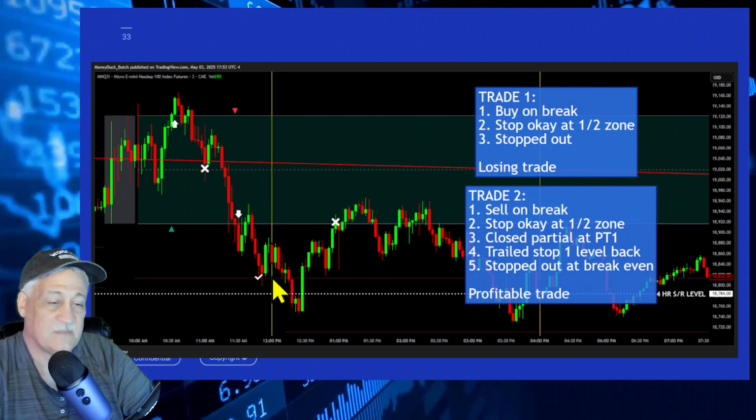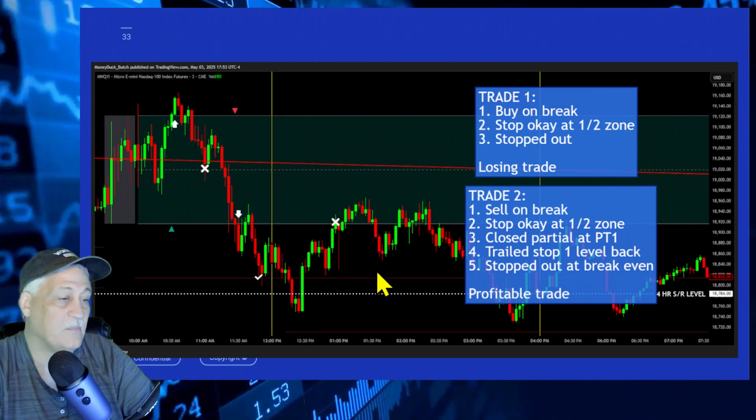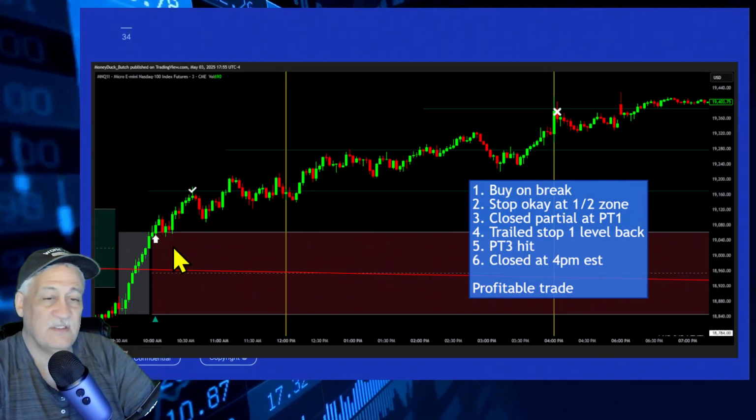The sell hits profit target 1 and then does not hit profit target 2, so we get stopped out at break even. So 1 profit, 1 losing trade. All right, so this one runs for us.